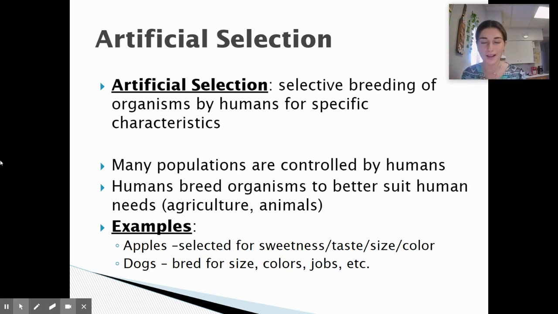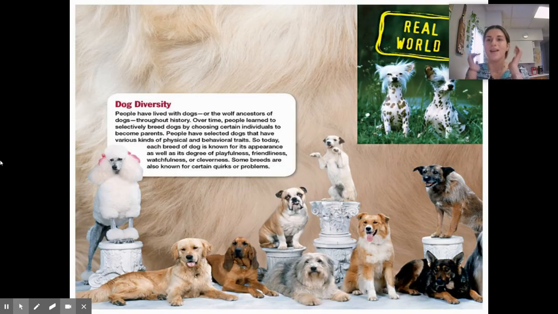And then a lot of you probably have a dog. I never did, but dogs are also another example. So they're bred for size, color, jobs, such as some that I'll show you in a minute. But these dogs are bred so that they can do certain things, which I promise I'll show you in a second. Okay, so dog diversity. So we have some cute little puppies, but I have even cuter puppies in the next slide.